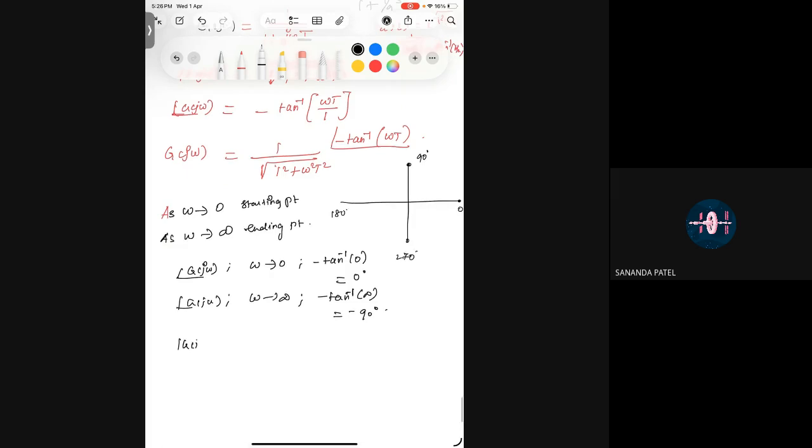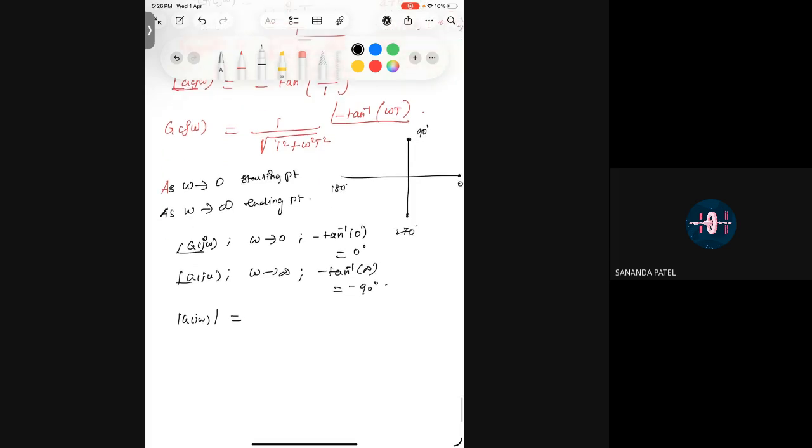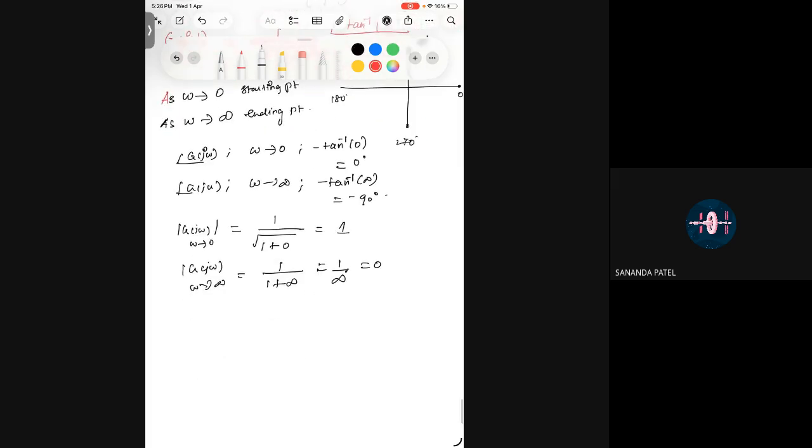Similarly, if I calculate the magnitude, what if I put omega equal to 0? 1 by root of 1 plus 0, that is 1. For the same magnitude when omega tends to infinity, how will it be? 1 by root of 1 plus infinity, 1 by infinity is again 0, right? So from this, how can I approximate this? When omega is equal to 0, my magnitude is 1 at an angle of 0 degree. When omega tends to infinity, my magnitude is 0 at an angle of minus 90 degree.